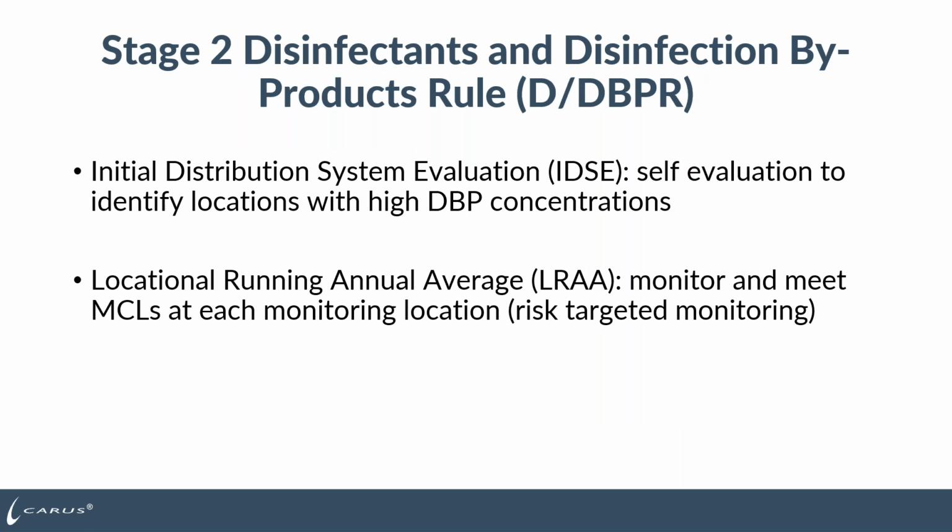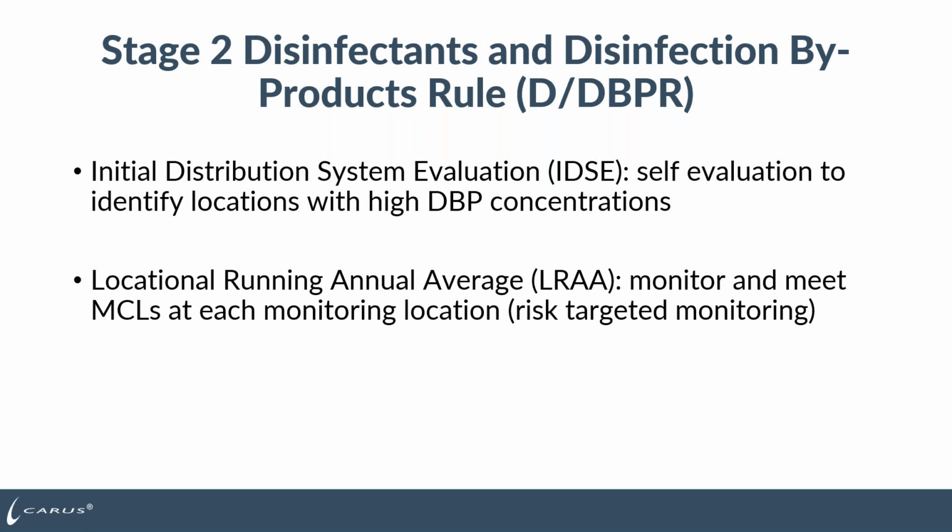After the stage 1 rule, they applied and got the stage 2 disinfectant and disinfection byproduct rule. So this had a couple steps to it. When the rule initially came out, you had to do an initial distribution system evaluation. This was a self-evaluation to identify locations with high disinfection byproducts in your distribution system. The idea here was to go out, find sites, and target your highest disinfection byproduct sites out there in the distribution system.